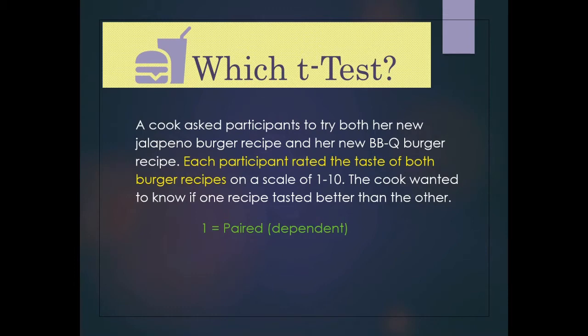It is a paired t-test or a dependent t-test. And this is because the same participants that tested burger A, the jalapeno burger, also tested burger B, the barbecue burger. So it's a matched pair. The participants are contributing to both categories that we're looking at. Let's move forward.